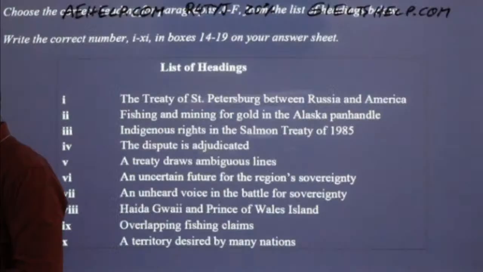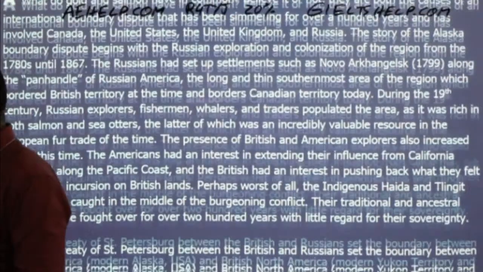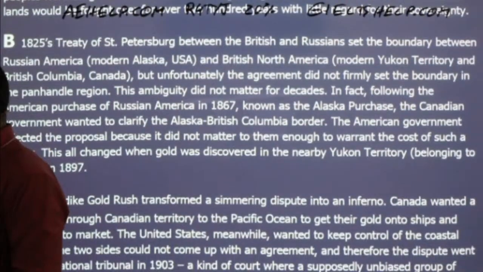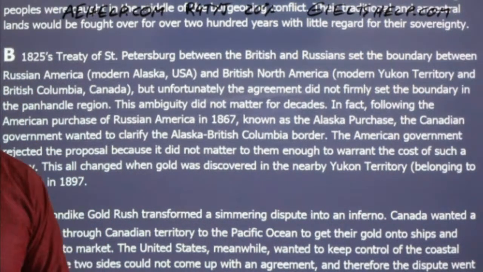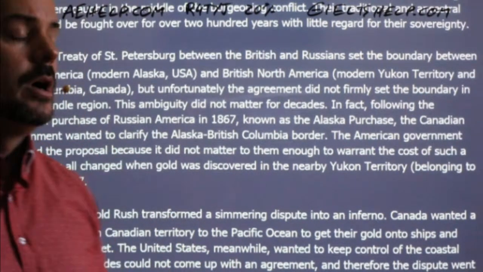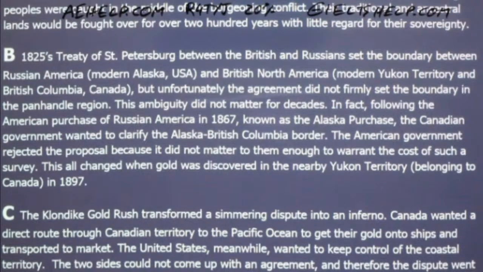Okay, let's go back to paragraph B and keep going in the same way. So we're going to read it, visualize it, and then we're going to discuss what the paragraph is about and what the best heading is. Okay, so here we go.